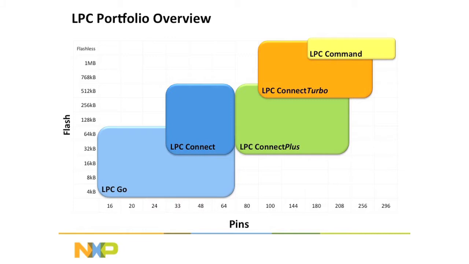So this gives you an overview of the LPC product lines. We have anywhere from the very low end we call the LPC Go. This is the real entry-level parts, the very lowest cost, lowest power parts that we have. We have the LPC Connect, which basically adds a single significant serial peripheral to it, such as USB or CAN. Then we have LPC Connect Plus, which may have multiple ones of these serial peripherals like Ethernet, USB, CAN, LCD. And then we have LPC Connect Turbo, which has even higher performance and higher flash and RAMs.